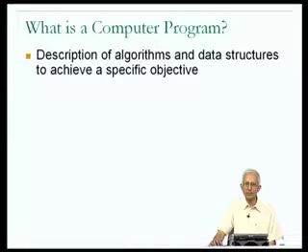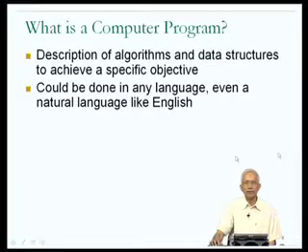The algorithm is the sequence of steps that you believe must be done in order to achieve that objective. And the data structures are the various pieces of data that are necessary in order to achieve the objective. Now, a computer program could be written in any language. In fact, you could even write a computer program in a language like English or your mother tongue, because you know that you can describe algorithms and data structures in that language.